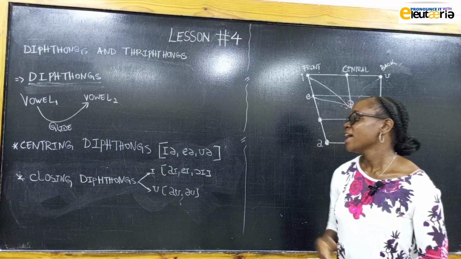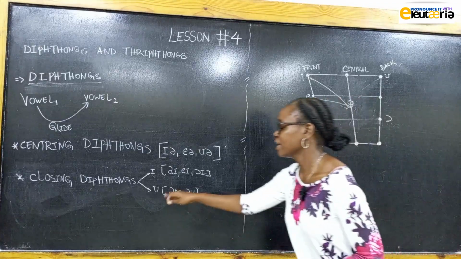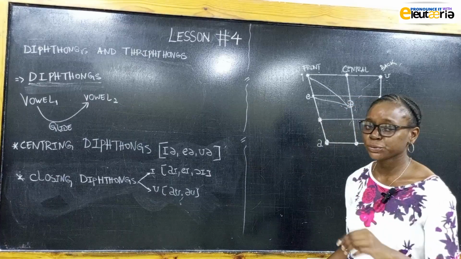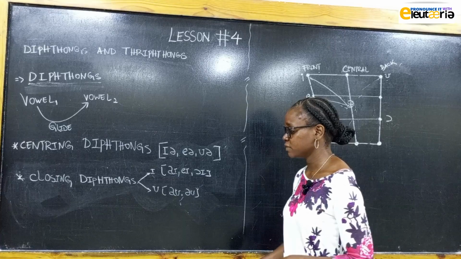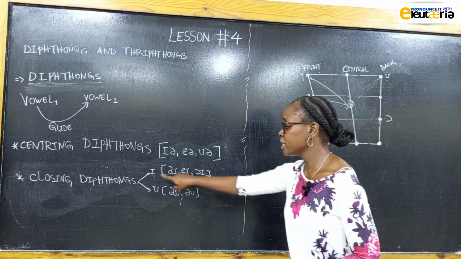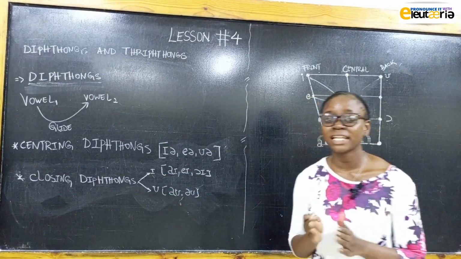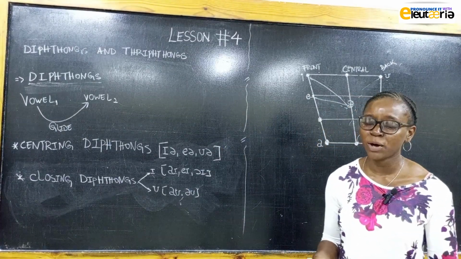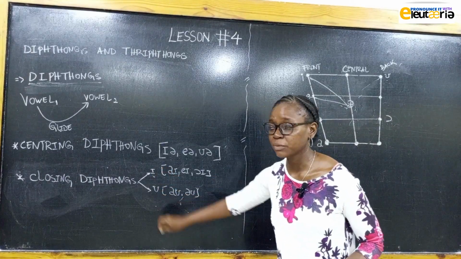Can we move on? Now let's talk about the closing diphthongs. We divide the closing diphthongs into two. We have closing diphthongs that end in e and closing diphthongs that end in u. The closing diphthongs that end in e are closed because they glide to the closed vowel. Remember the previous lessons about the closed vowels? So we have e and u as closed vowels.